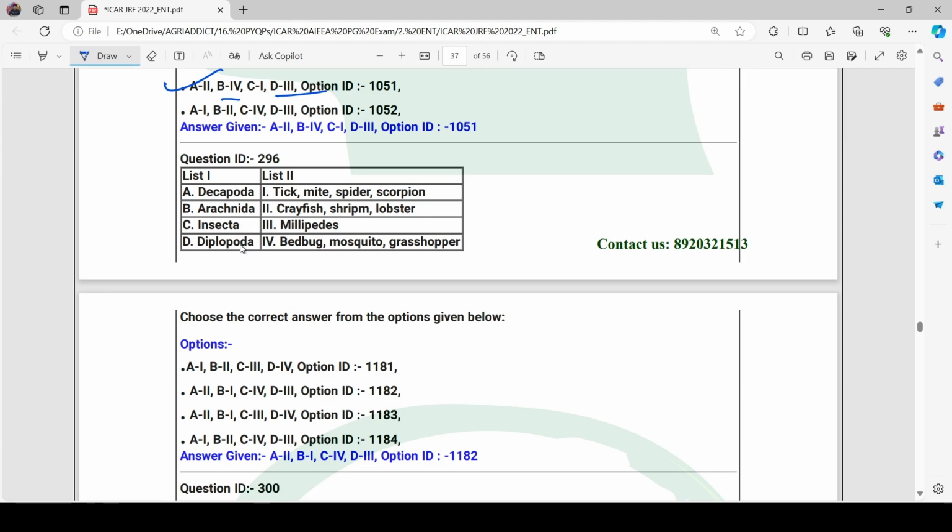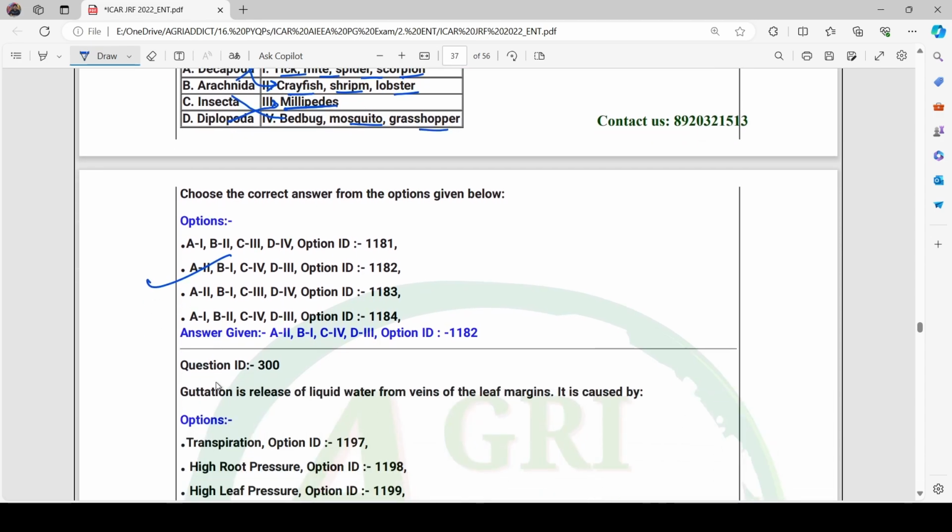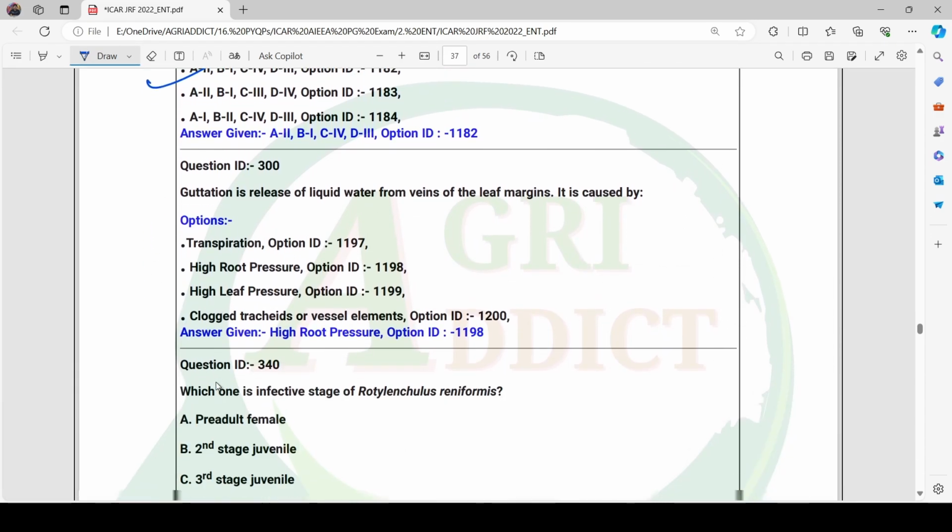Decapoda, Arachnida, Insecta and Diplopoda. So Decapoda, those are crayfish, shrimp and lobster. Arachnida are tick, mite, spider and scorpion. Insecta, there are bedbug, mosquito, grasshopper. And in Diplopoda, there are millipedes. And in Chilopoda, there are centipedes. And in Trilobita, many things are there. Just go through the second chapter of the Insecta book. You can find this answer. It's a very basic question. So A2, B1, C4, D3 is the correct answer.